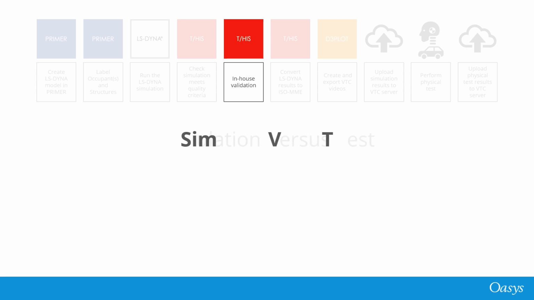The SimVT is designed to make it easy to correlate LS-DYNA simulations against test data. This inspired the name. Additionally, SimVT is a vital tool to help vehicle safety and CAE teams meet the demands of the new and upcoming virtual testing protocols.